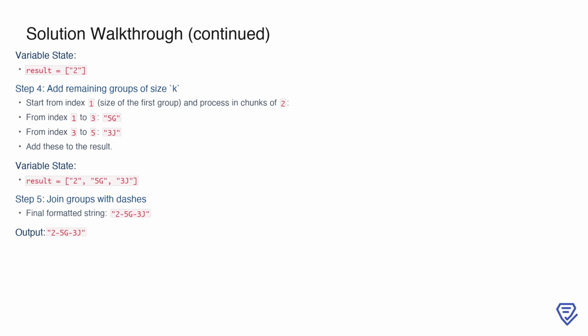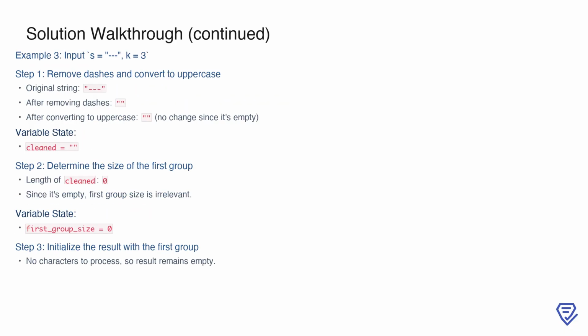Now, we process the remaining characters in chunks of size k, which is 2. Starting at index 1, we take the next 2 characters, which gives us 5G, and add it to the result. Next, from index 3 to 5, we take the final 2 characters, 3J, and add this as well. The result array now contains 3 groups, 2, 5G, and 3J. Finally, we join these groups with dashes to produce the formatted output string 2-5G-3J, which is the result for this example.